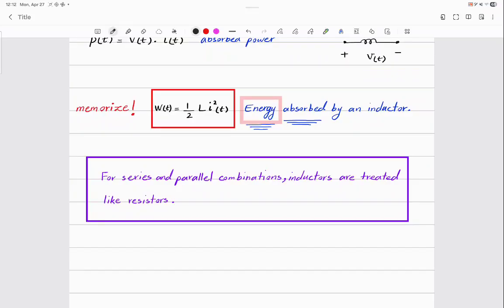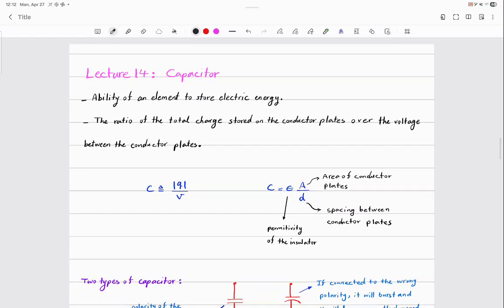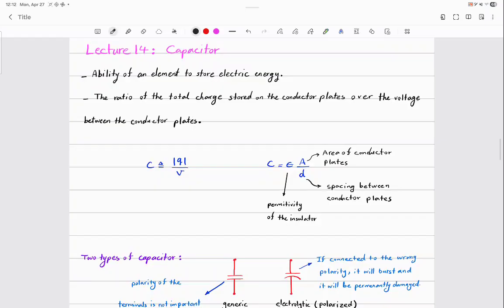Combining inductors, very easy, exactly like resistors, okay? If they are in series, you add them. If they are in parallel, you use the relevant formula. The fundamental equation for capacitor, lecture 14, is Q over V, okay? What was the dual of this equation for inductors? Phi over I. Q over V, phi over I.